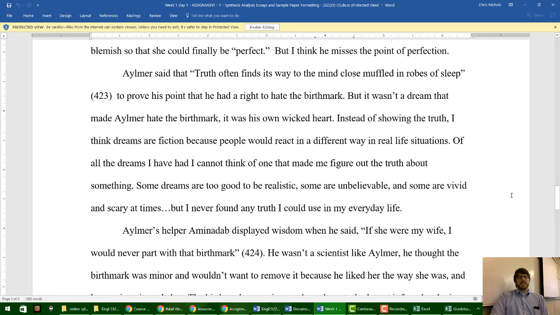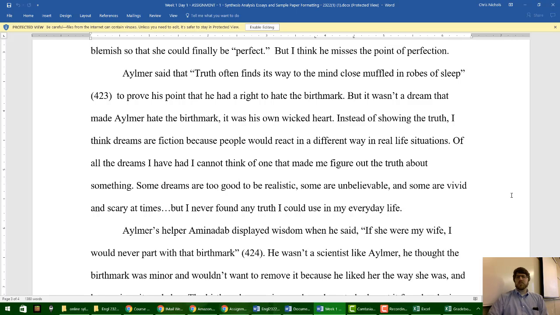First, he starts off and says, Elmer said that truth often finds its way to the mind, close muffled in robes of sleep. To prove his point that he had a right to hate the birthmark. But it wasn't a dream that made Elmer hate the birthmark. It was his own wicked heart. Instead of showing the truth, I think dreams are fiction because people would react in a different way in real-life situations. Of all the dreams I've had, I cannot think of one that had made me figure out the truth about something. Some dreams are too good to be realistic, some are unbelievable, and some are vivid and scary at times, but I never found any truth I could use in my everyday life.